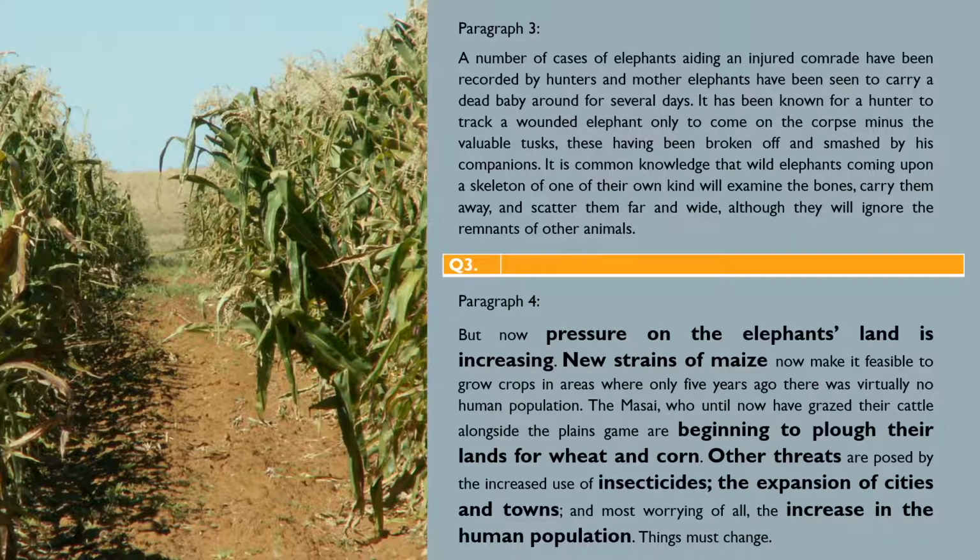Now, let's move on to question 3. We've just been looking at paragraph 3, but what about paragraph 4? The focus of the text here is different. This paragraph discusses various ways in which the elephant's land is being threatened. So, which paragraph is the answer to question 3? Well, it's paragraph F.